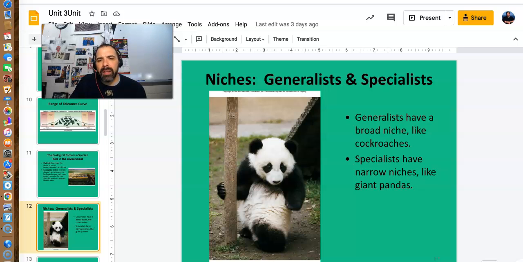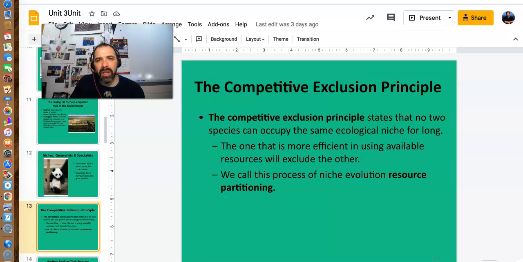When we talk about niches, we talk about generalists and specialists. Generalists tend to be organisms that have very broad niches, like cockroaches. They can survive pretty much any kind of change in the environment, whereas a specialist tends to have a narrow niche. For example, this giant panda can only live in a specific area because it only feeds on a specific type of food. So that would be a specialist. Go ahead, maybe pause the video and jot down some specialists you can think of.